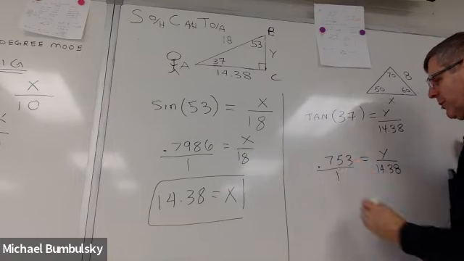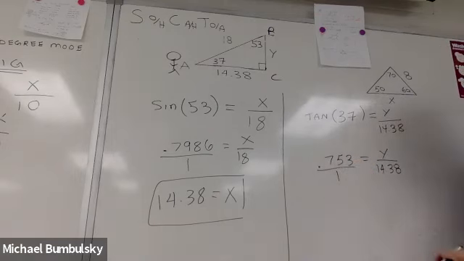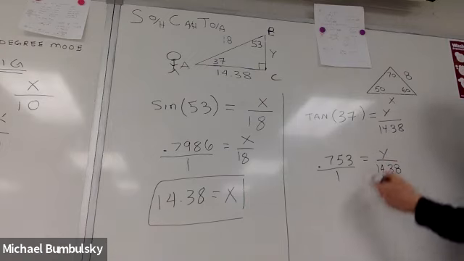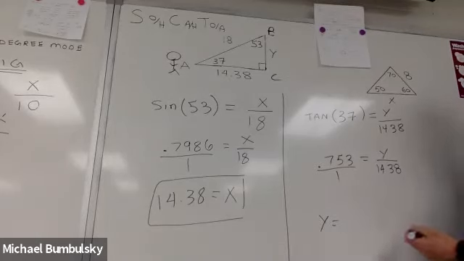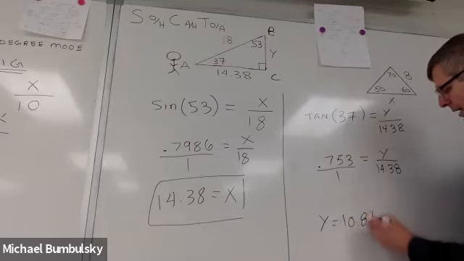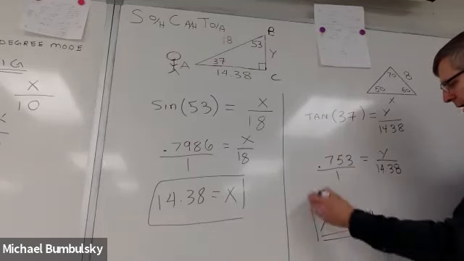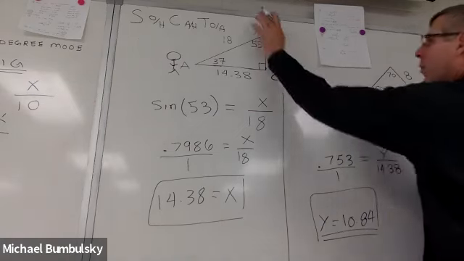So if I make this a proportion, everybody see why I make this a proportion? Because I can just cross multiply. 1 times y is y. 0.753 times 14.38 is what? 10.836. 10.84, rounded off, right? So now I know y.